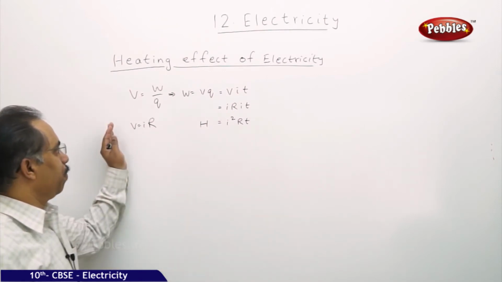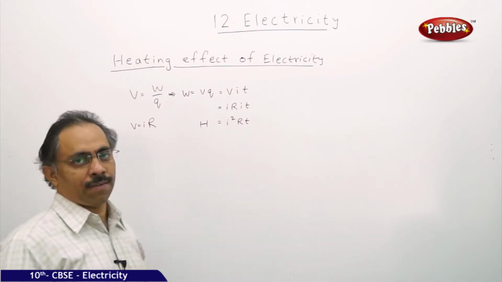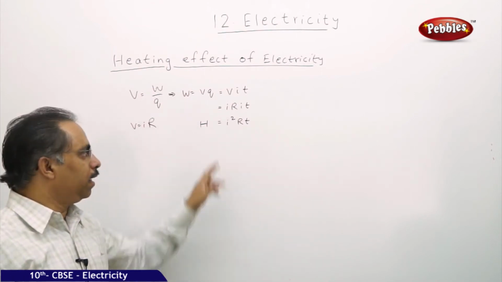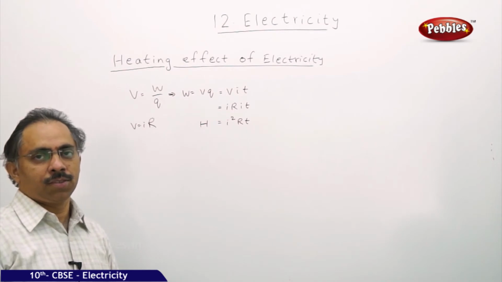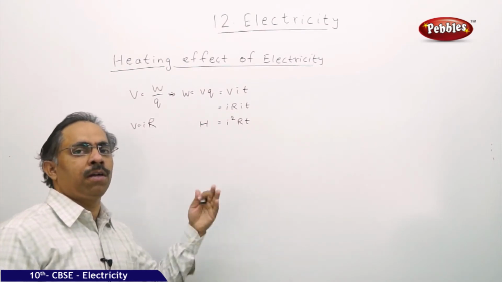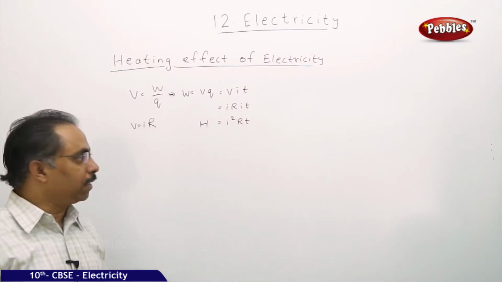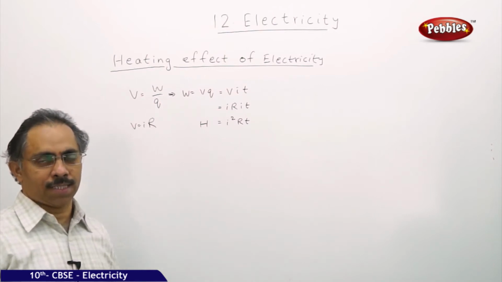So when I am given the value of I and the value of the resistance, it also depends on time. If I allow current to pass through a resistor for more time, more heat is generated. It also depends upon the value of the resistor.